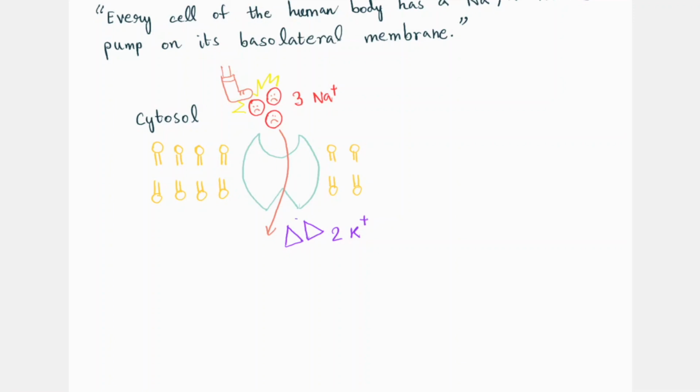So they get brought into the cell. They get brought into the cell and they are very happy. And the Na plus guys, the three Na plus get thrown out of the cell, and the two K plus go into the cell, and that's just how it works.